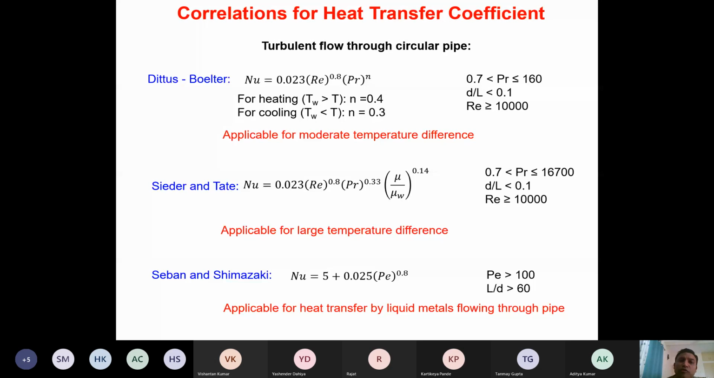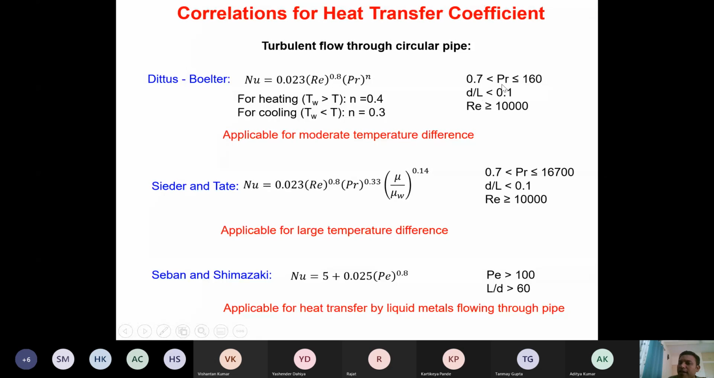So the most famous equation used for turbulent flow is the Dittus-Boelter equation. It is given as Nusselt number equals 0.023, Reynolds number raised to the power 0.8, and Prandtl number raised to the power n. For heating, when T_w, the wall temperature, is greater than the temperature of the fluid, the exponent n is 0.4. For cooling, when T_w is smaller than the bulk temperature of the fluid, n is 0.3.